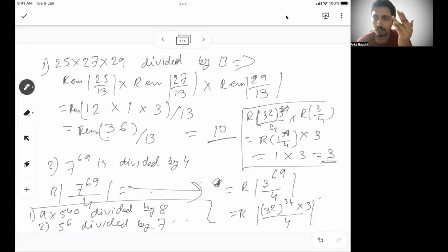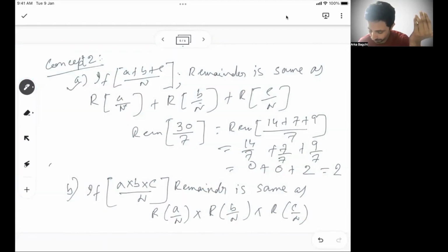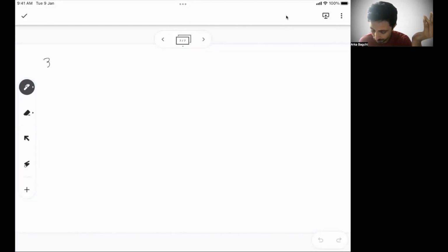So we learned two concepts. First is f(x) divided by x minus a gives a remainder of f(a). Second concept we learned, when there is a sum, a division or a multiplication, how the remainder theory works. Okay, so these are the two important ones. Now let's move to concept 3, and concept 3 is also very critical.